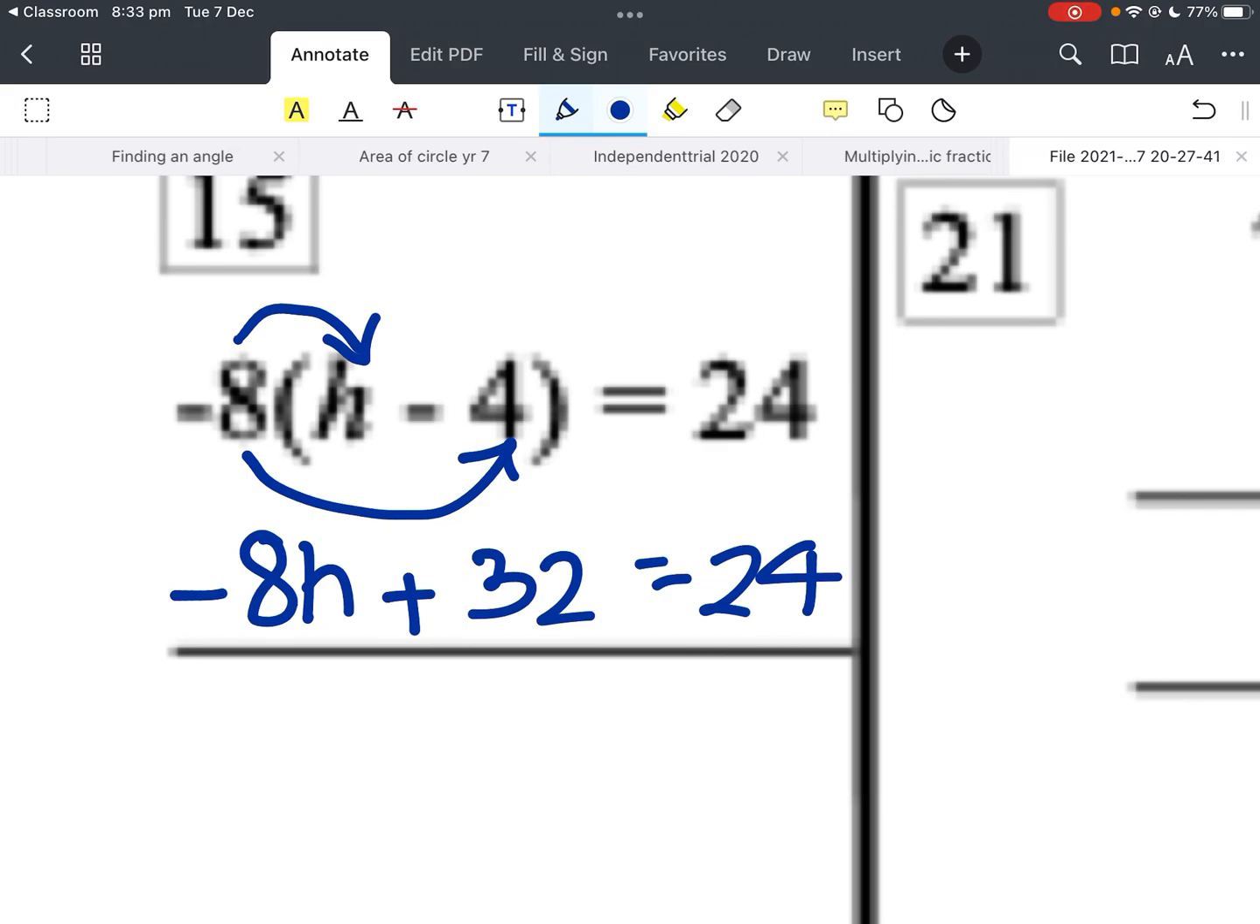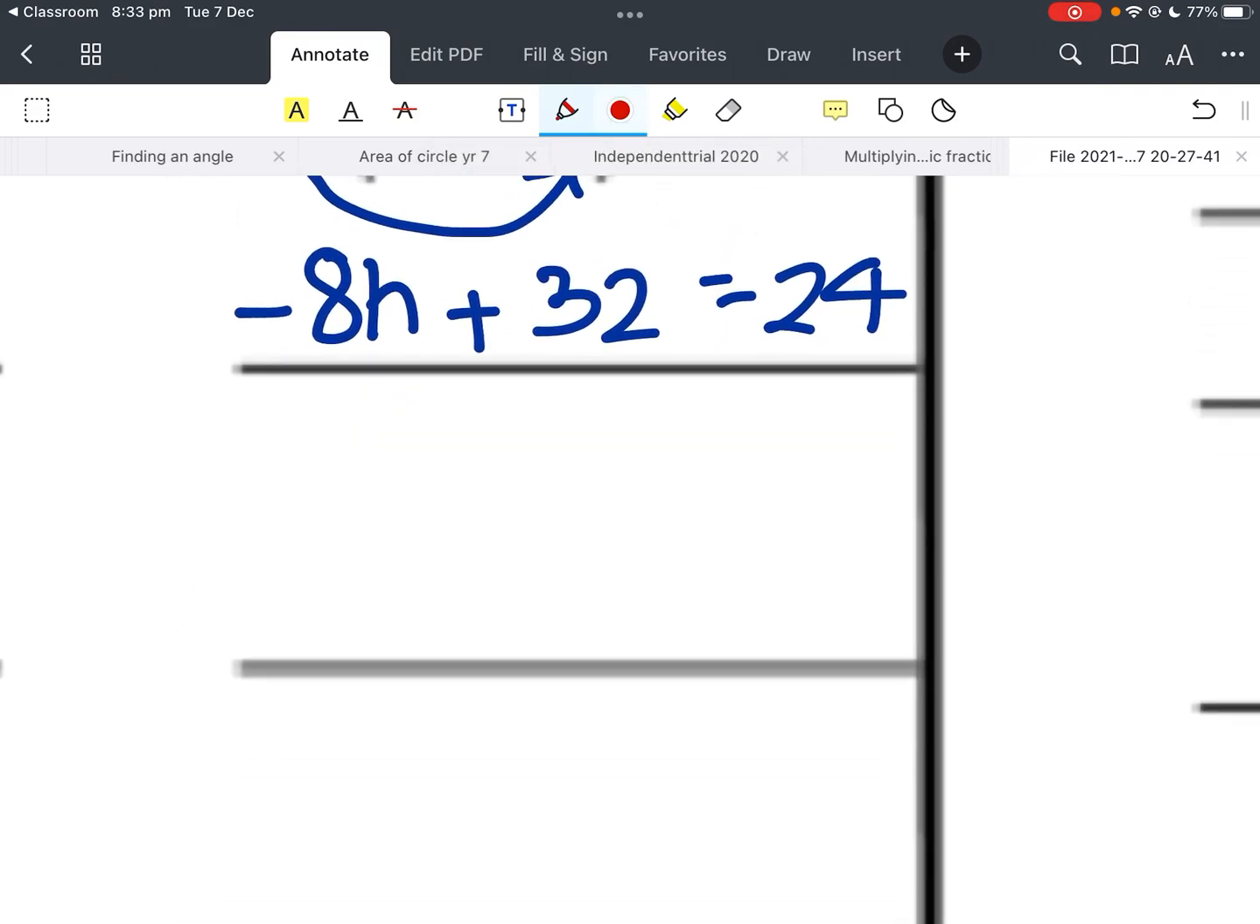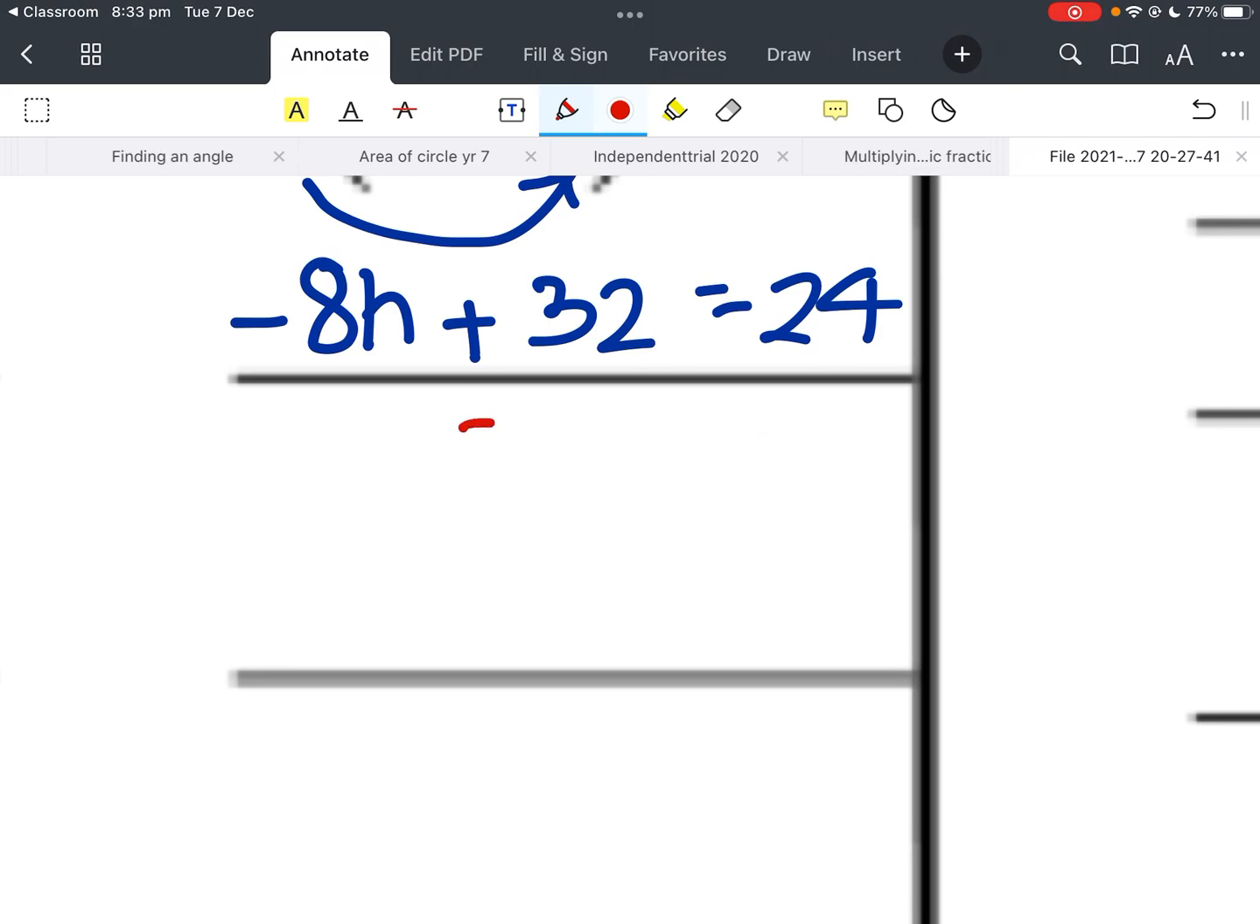Okay, so now we have to get rid of whatever is added or subtracted to the h first. There's a plus 32 there. I'll do this in a different colour. So I must get rid of the 32 first.